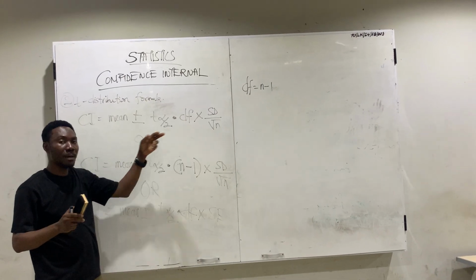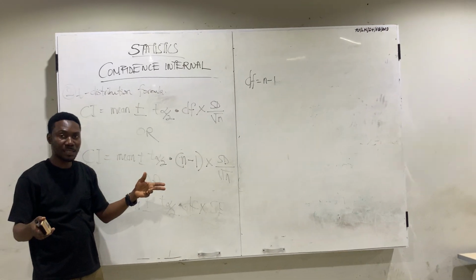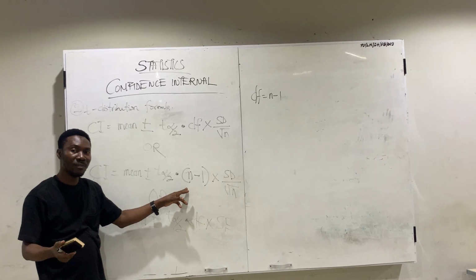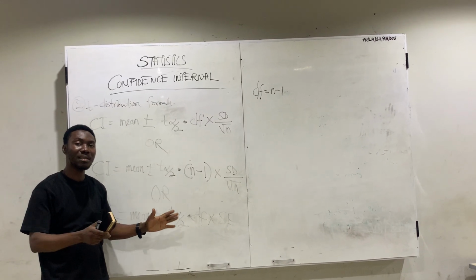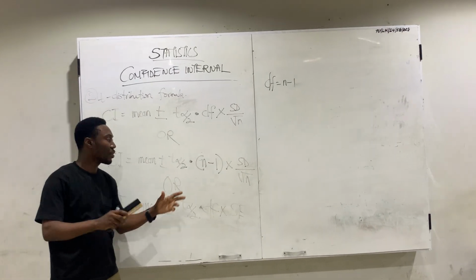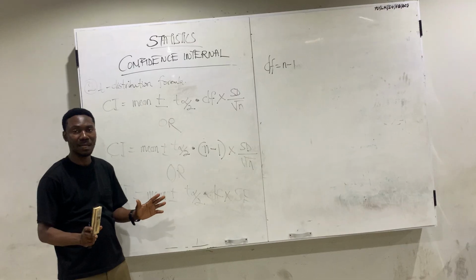Is that okay? And remember, in a statistical question, we can give you a question and we will just ask you to calculate the df. What you are going to do is just concentrate and look out for the sample and just subtract 1 from the sample. That's all. You have your answer.